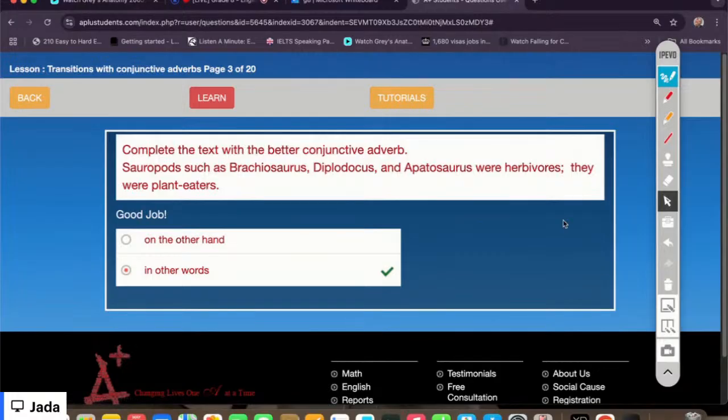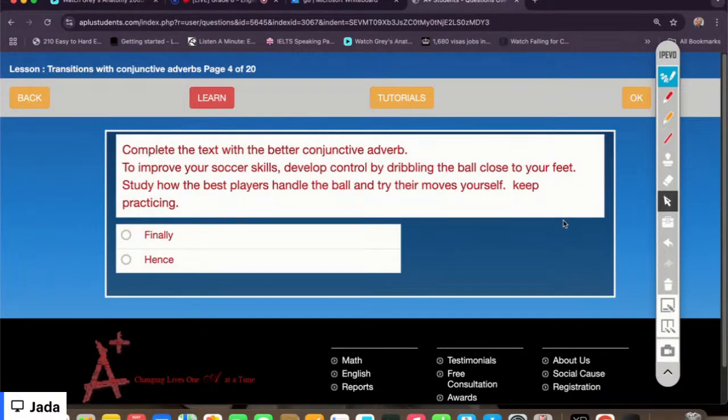So we have in other words, they were plant eaters. So to improve your soccer skill, develop control by dribbling the ball close to your feet. Study how the best players handle the ball and try their moves yourself. Keep practicing. Finally, hence, which of them?